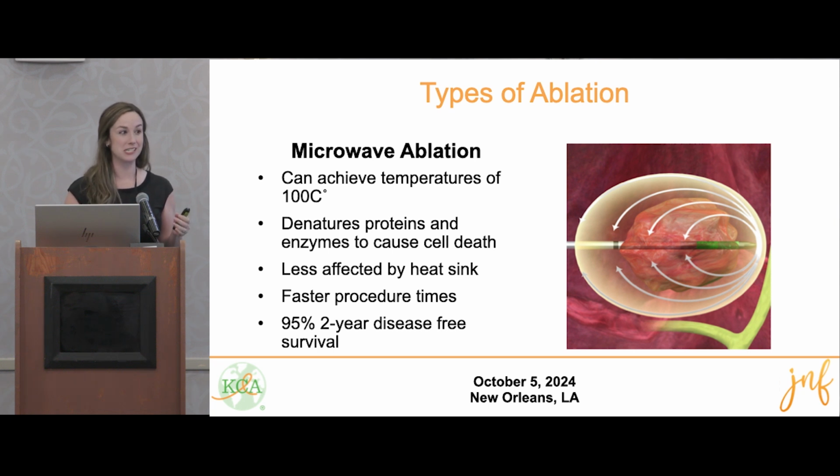So what it does is there's this antenna, this probe, sends out electromagnetic waves. It causes the molecules in the cell to kind of move and vibrate, and then they heat up. And so they can get as high as 100 degrees Celsius. It causes protein denaturation again, and that's what leads to cell death.